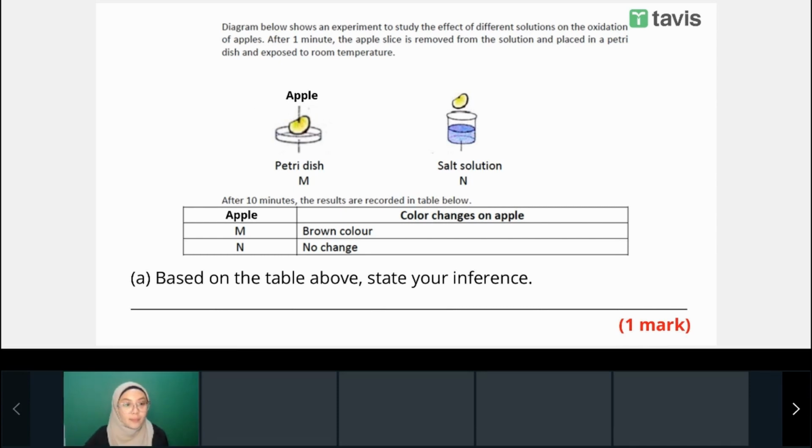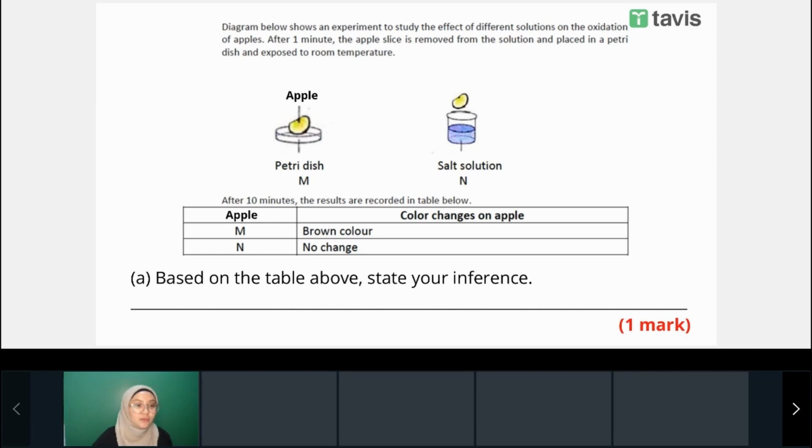After 1 minute, the apple slice is removed from the solution and placed in a petri dish exposed to the room temperature. Now we have apple M. Apple M, we just let it be exposed to the room temperature without dipping or immersing it in anything. While for apple slice N, we put it in a beaker filled with a salt solution. What happened after 10 minutes? Results are recorded in the table below. M: brown color; N: no change.